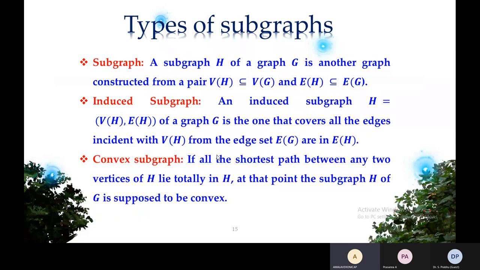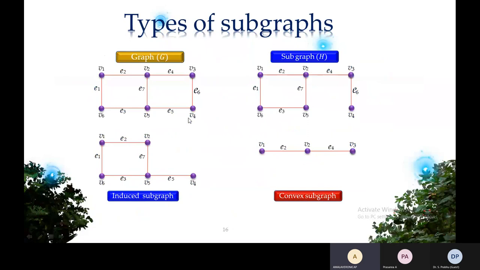Types of subgraphs: consider the graph G, and the left one, subgraph H, is an example of a normal subgraph, the second one is an induced subgraph, and the third one is a convex subgraph. When you see the convex subgraph, you have vertices V1, V2, V3 along with E2 and E4. If you take any pair of vertices of the convex subgraph, the path joining the pair of vertices will be the same in G. Therefore, for example, the paths V1 to V2, V2 to V3, and V2 to V4 are all the same in the graph G. Therefore, you can call this a convex subgraph.